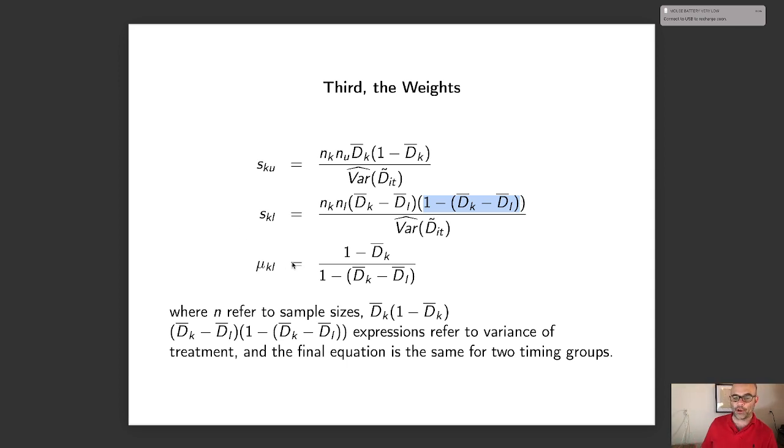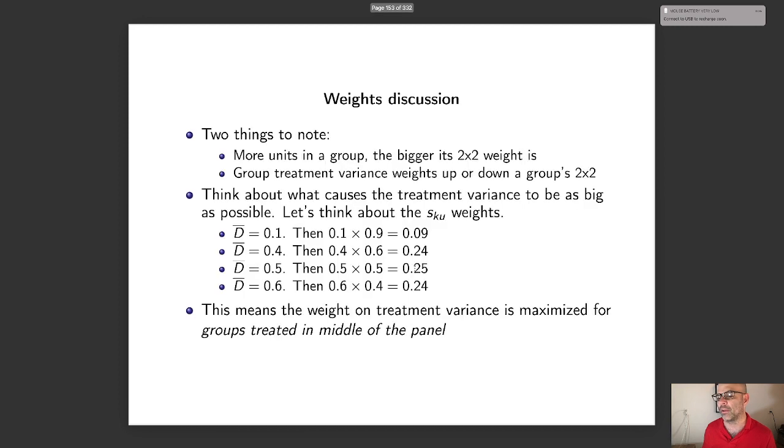And then you've got these weird weights right here, which are just the share of time untreated for the treatment group and the share of time untreated for the control group. This was the reason that Andrew changed his weights around, because this one's kind of hard to interpret. These kind of have variants of treatment interpretations in it, and this is just kind of weird. So we're just going to kind of ignore it.